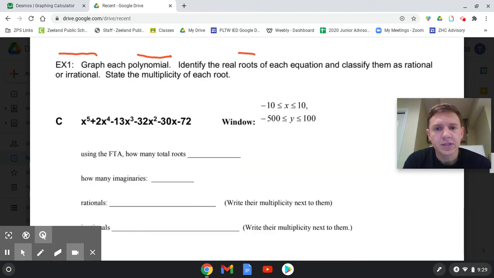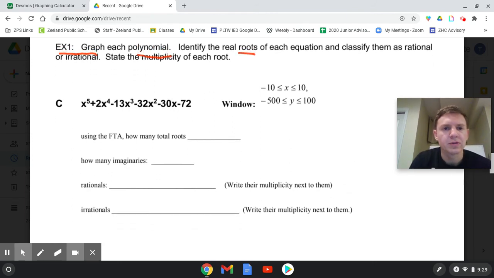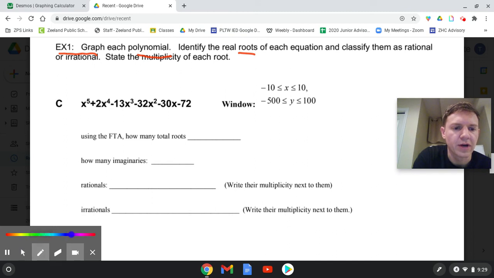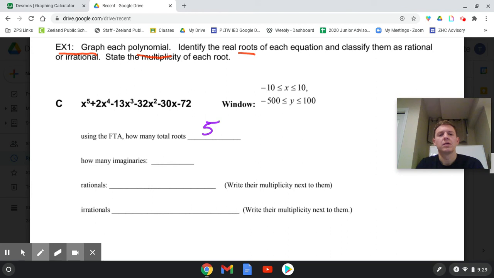Right. Example C, same things we've been doing. This one's a little bit crazy. There's a lot of numbers going on there, but right away, use the fundamental theorem of algebra. How many total roots are there? You should be able to say immediately there are 5 roots, because the highest degree is 5.